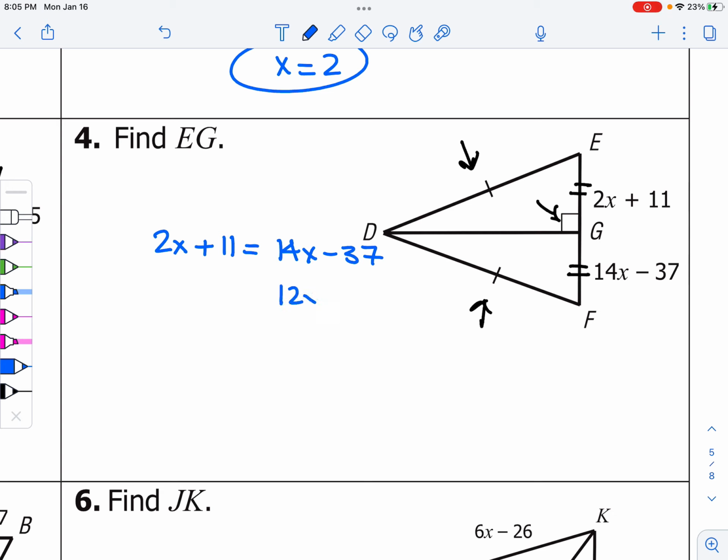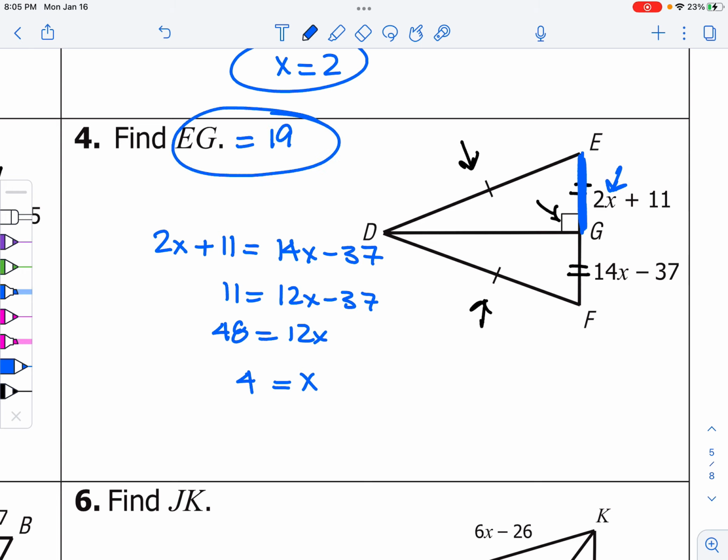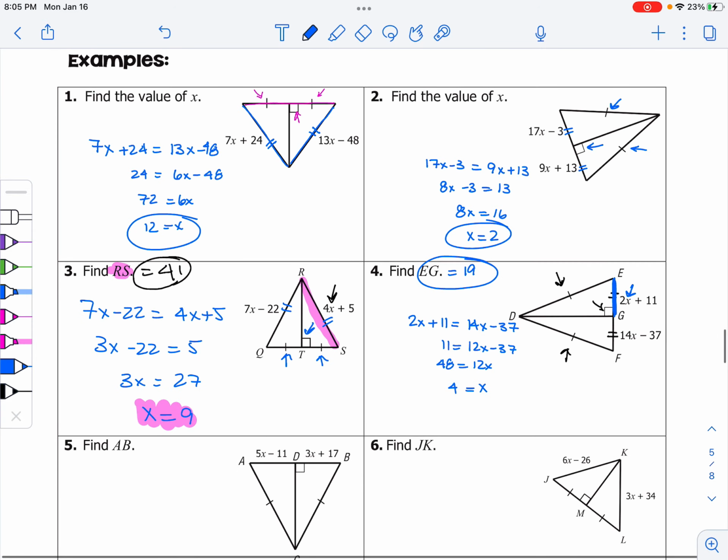Subtract that 2x. Add 37. Divide by 12. And I need to find the length of EG, which means I need to substitute my x answer right back in there for x. 2 times 4 is 8. 8 plus 11 is 19. So EG is 19.